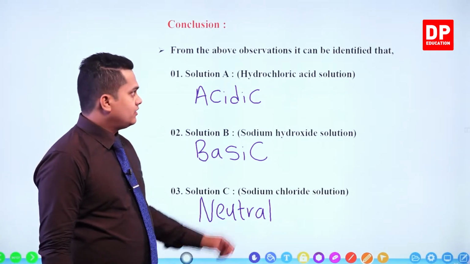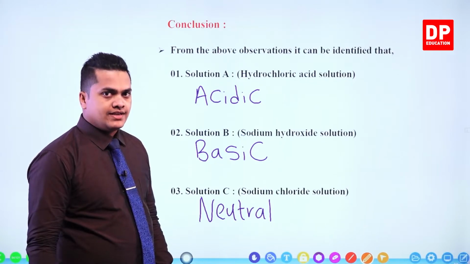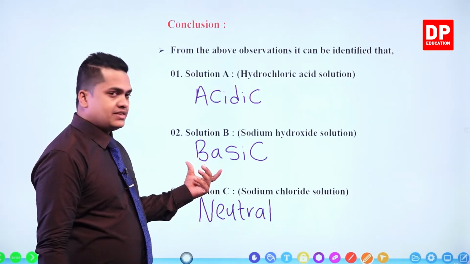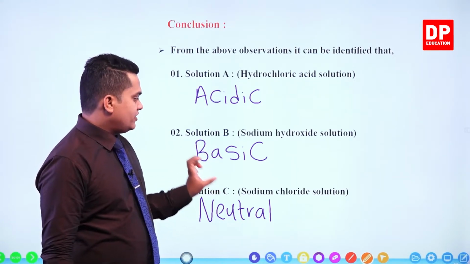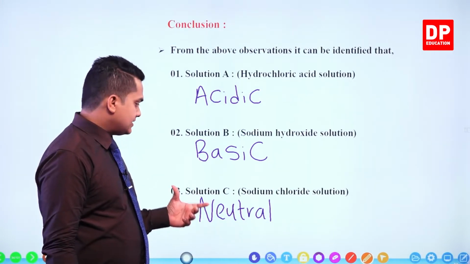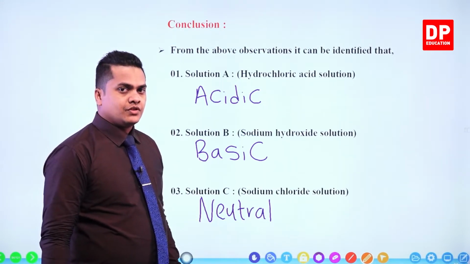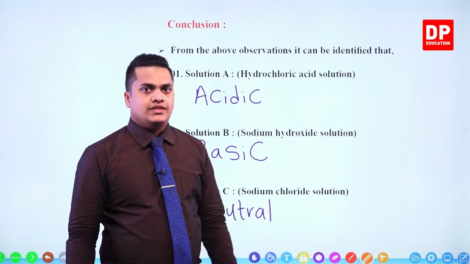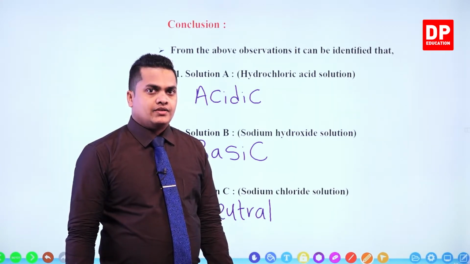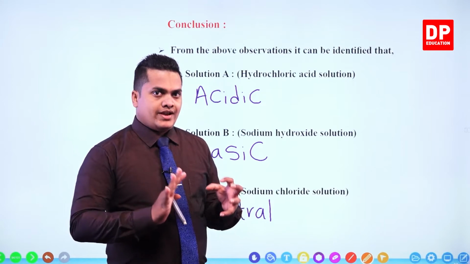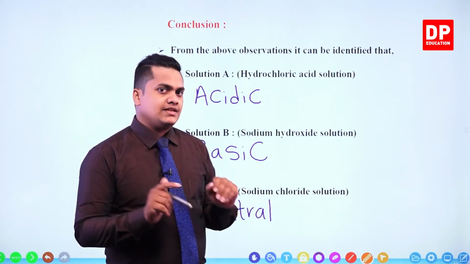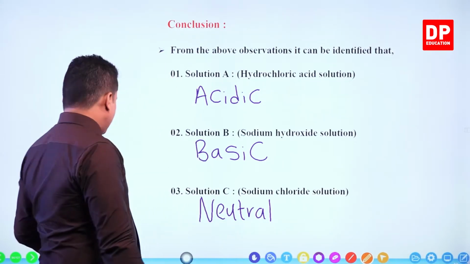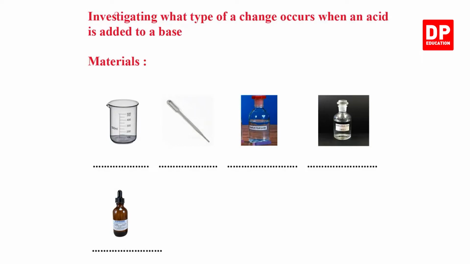So solution A, which contains hydrochloric acid, has an acidic nature. Solution B, which contains sodium hydroxide, has a basic nature. Solution C, which contains sodium chloride solution, has a neutral nature. So this is the acidic, basic and neutral nature of these solutions, right? So we have got an idea about acidic, basic and neutral substances, my dear children. Right, now let's see what are the other things contained in this lesson part.